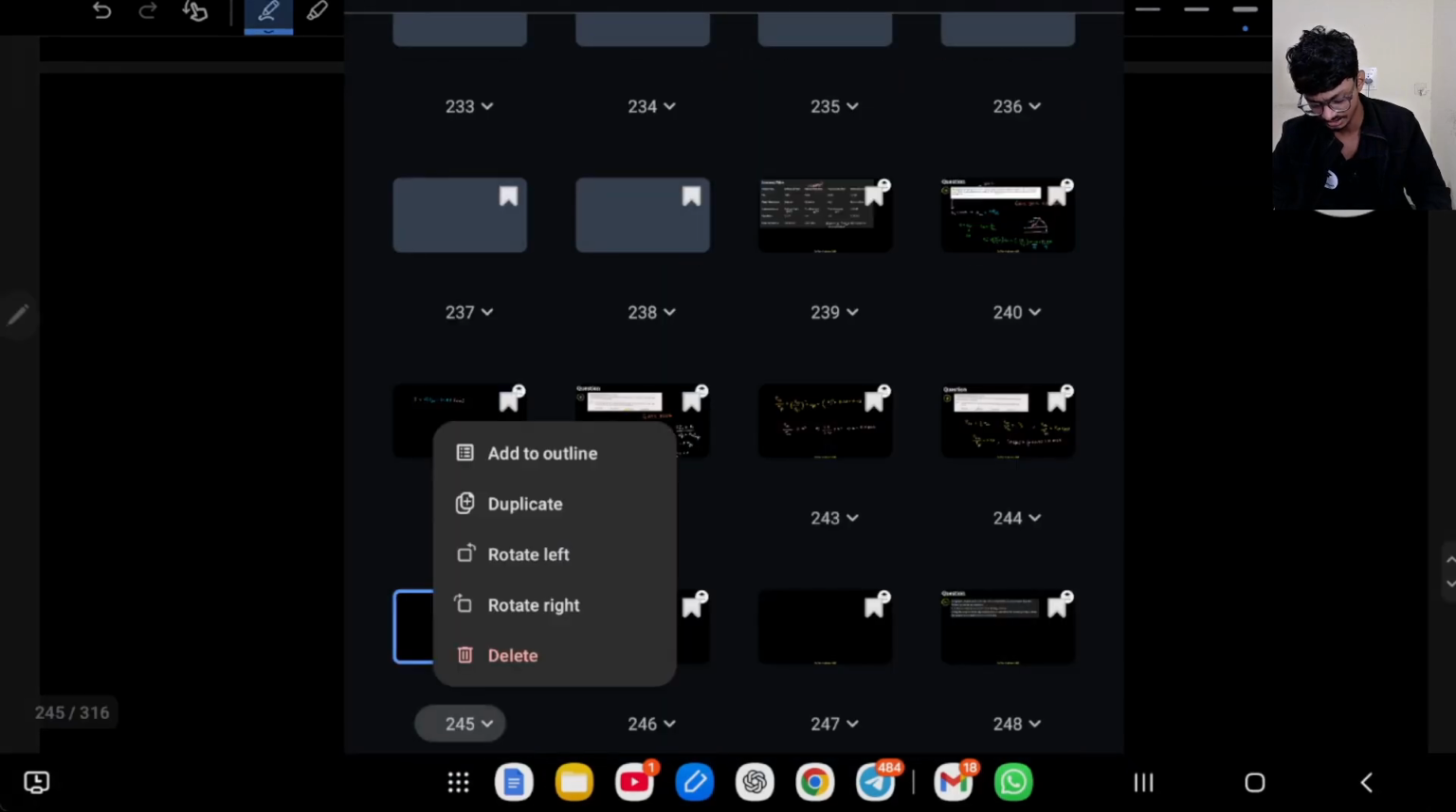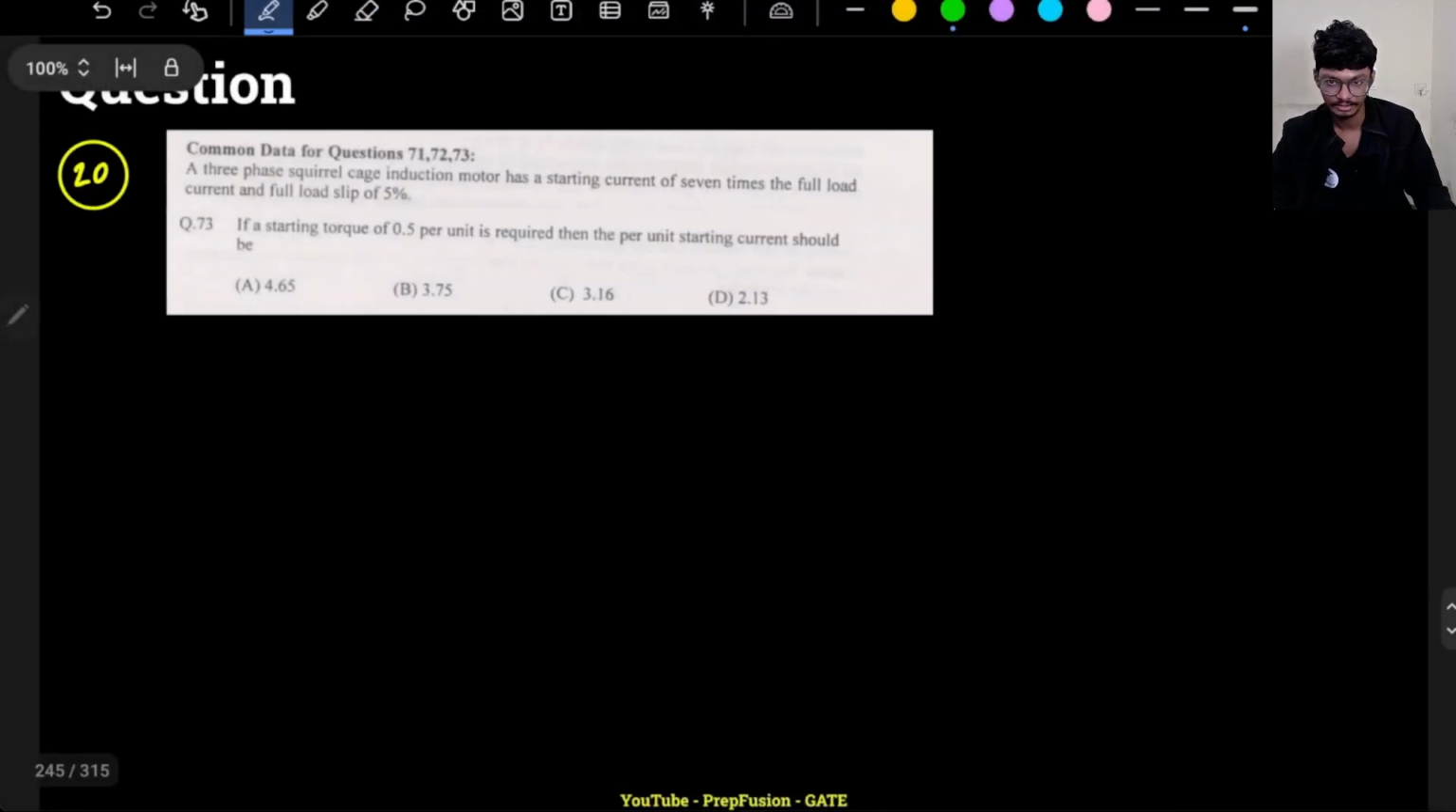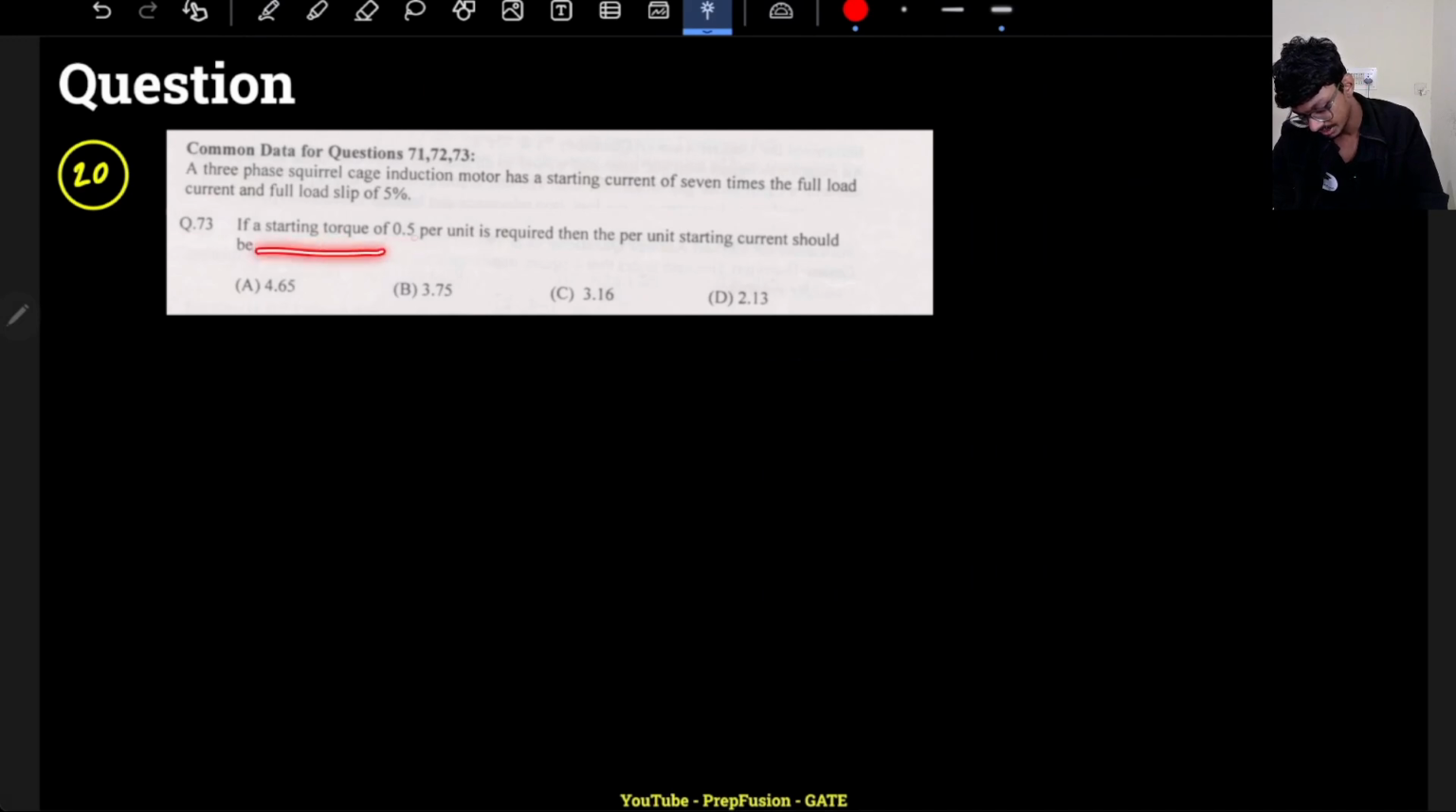Let's now read the third part. Very simple, right? I just had to find out the per unit, so that's why I multiplied the two equations. If a starting torque of 0.5 pu is required, then the per unit starting current should be, what will be the per unit starting current? That is what they are asking.